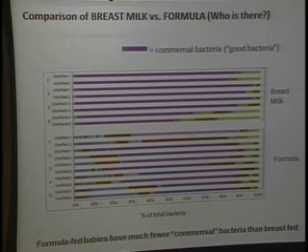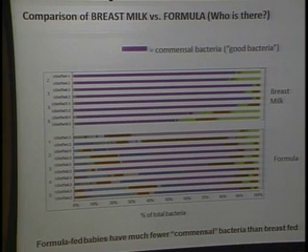So this is just one sample of the kind of analysis that we're doing. This is a comparison of the microbiome of infants who are fed breast milk versus formula. And this is really just asking the question of who is there, what are the microbial communities that are there.